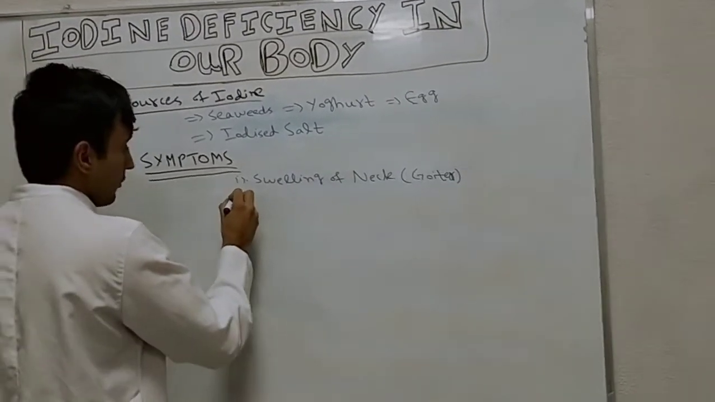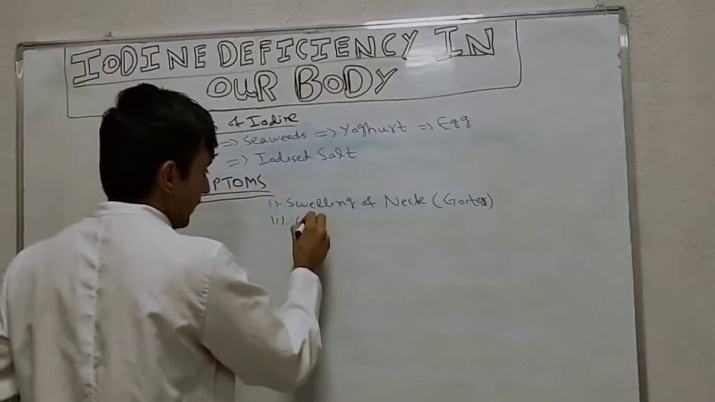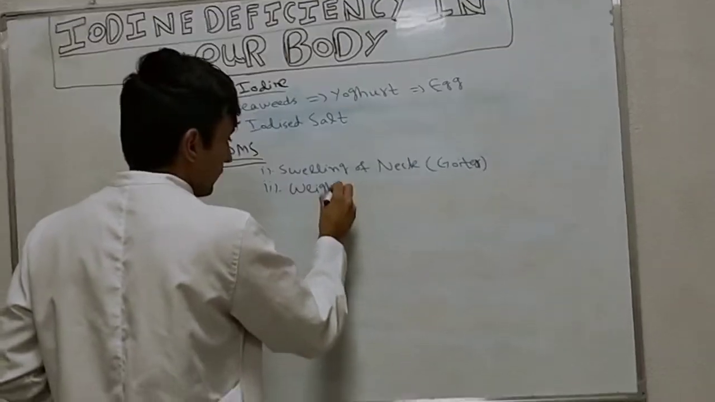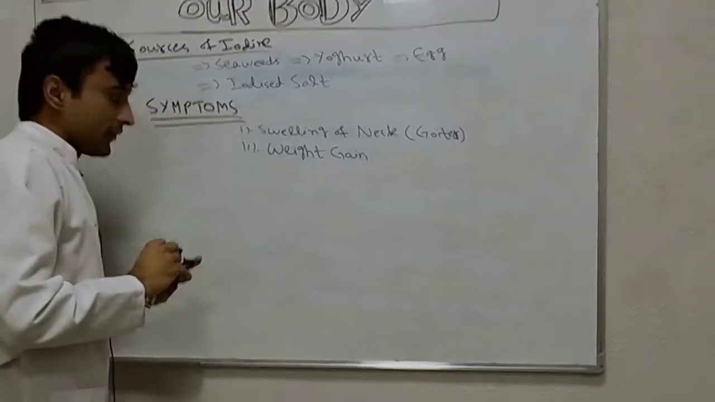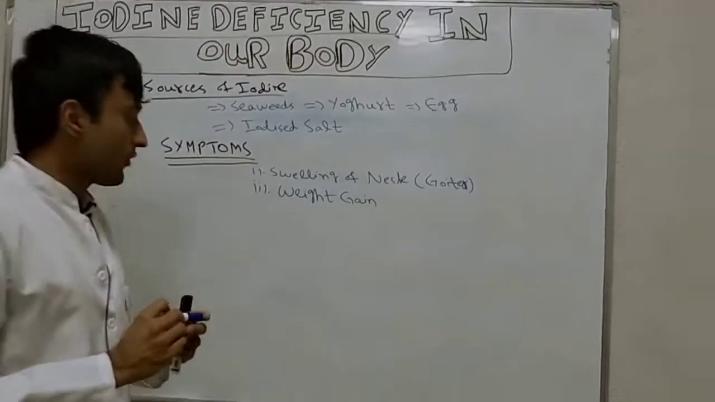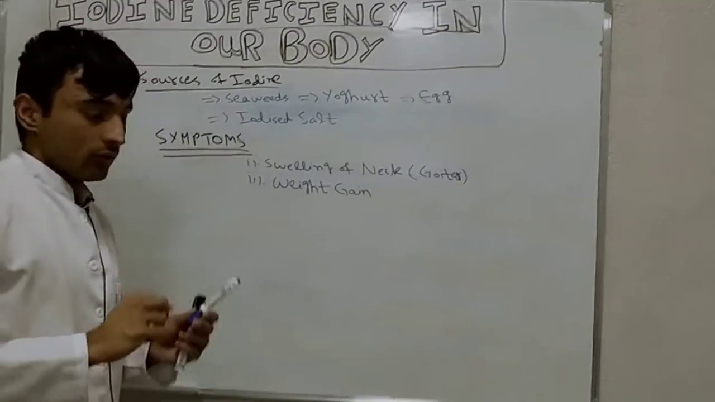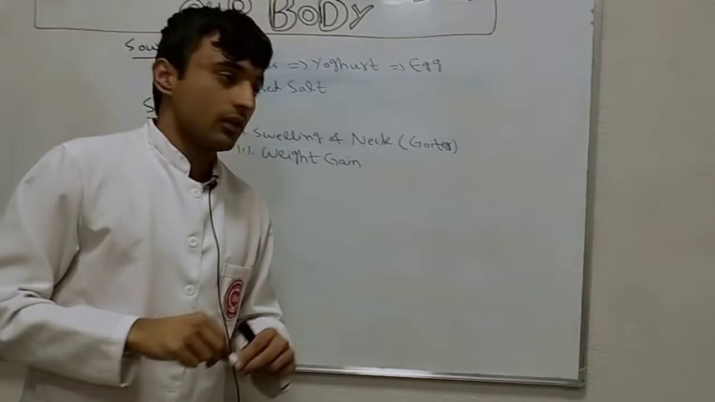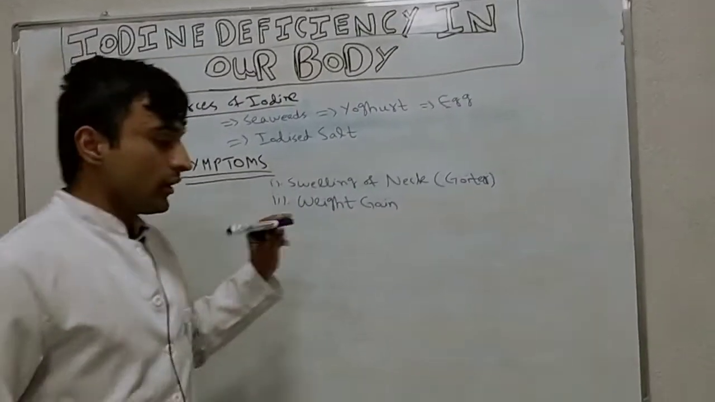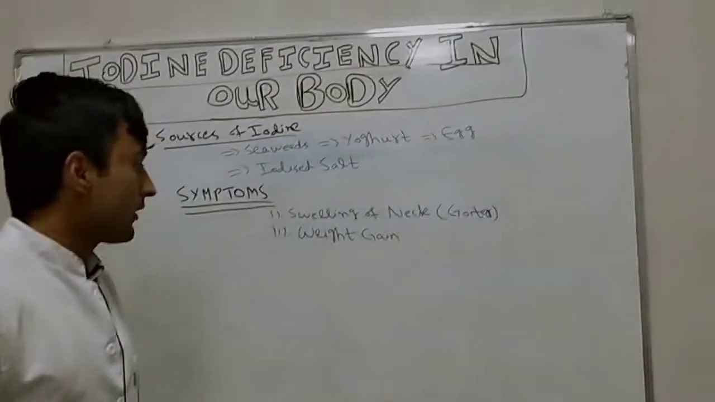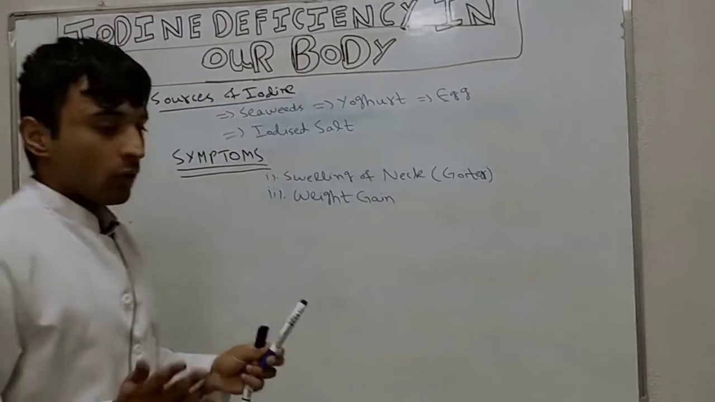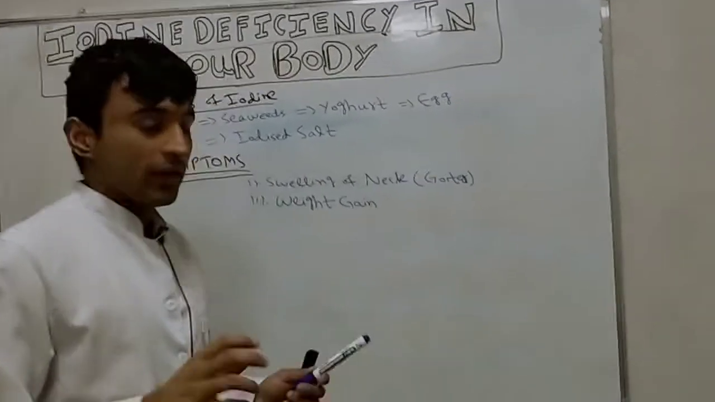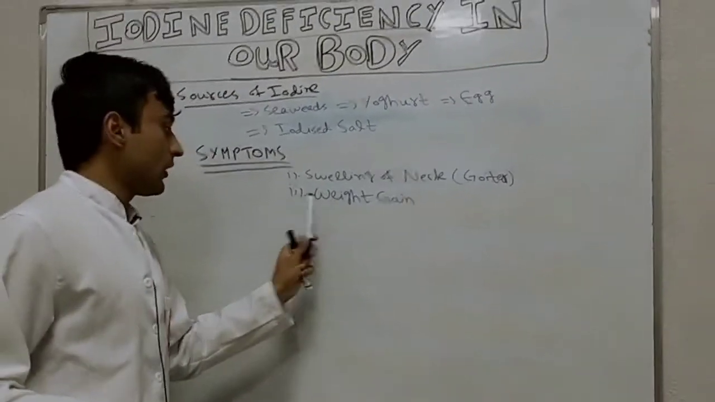Then, talking about weight gain. Now we know that the thyroid gland is responsible for normal metabolism in our body, converting calories into energy. So in the case of thyroid hormone deficiency, those calories would not be converted into energy, so they would accumulate in the form of fat in our body, which would lead to weight gain.